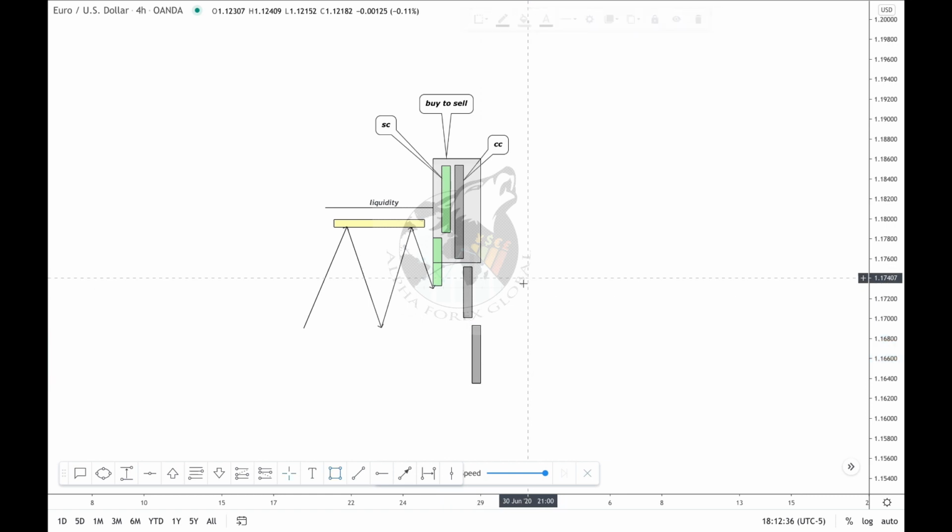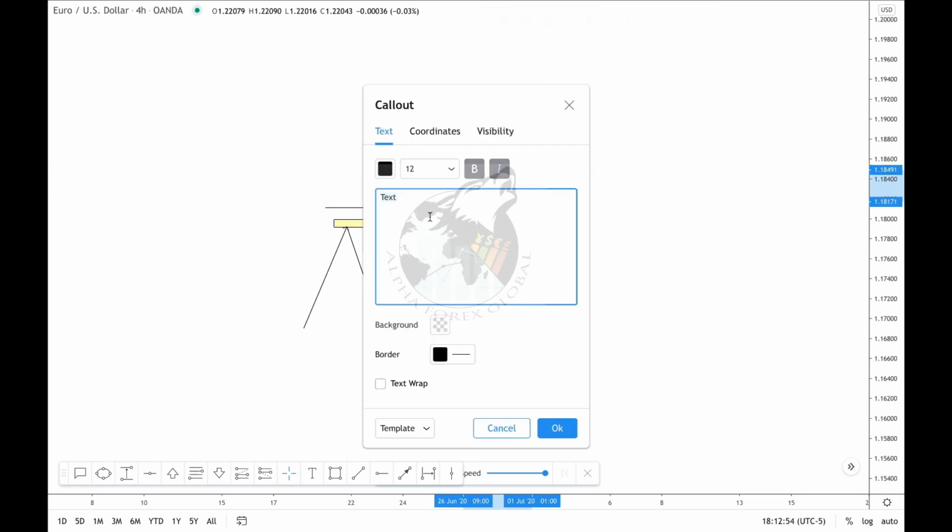All right, so this is the market. The market pushed down right after this manipulation, and then this order block right here, let me label that. So this would be an order block. The order block consists of the sponsor candle and the confirmation candle. So OB stands for order block, right?